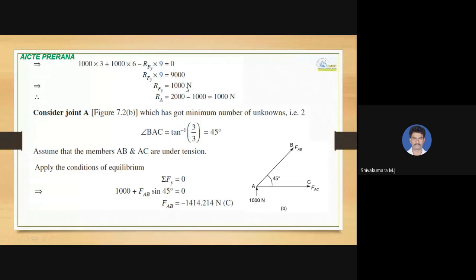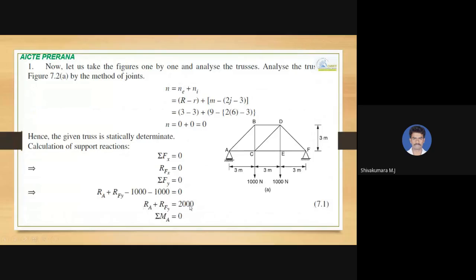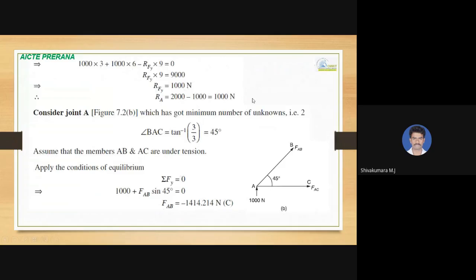So you have the equation RA plus RFY equal to 2000. If you substitute the RFY value of 1000, you will get RA as 1000. Okay, we are done with finding the support reactions. Now we can apply conditions of equilibrium at each joint so that we can determine the axial forces.